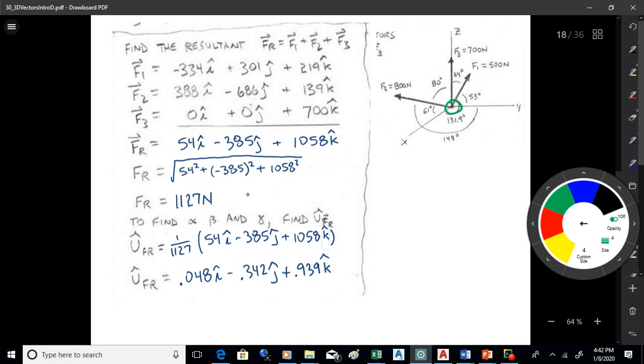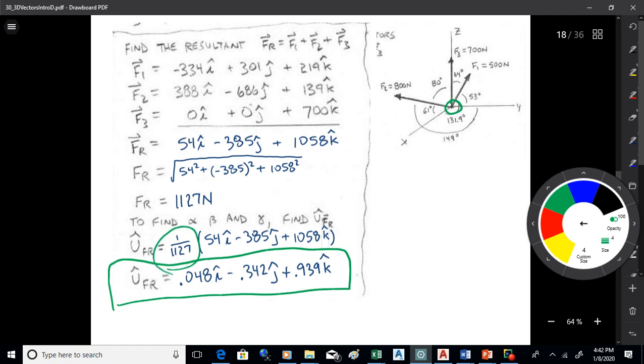So I can do that to find alpha, beta, and gamma for the resultant vector. What I would do is turn it into a unit vector. The way I do that is I divide it by its own magnitude. Now I have the unit vector. The unit vector components are the cosines of alpha, beta, and gamma. So I can find alpha, beta, and gamma, and get an idea of which direction that vector points. That's what I can do with the last step here. It's just the inverse cosine of those three numbers.